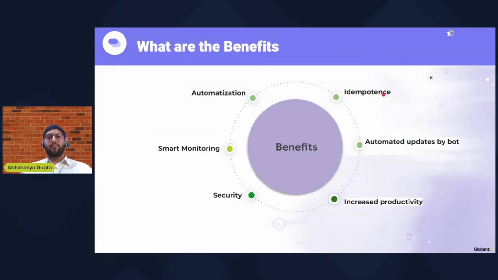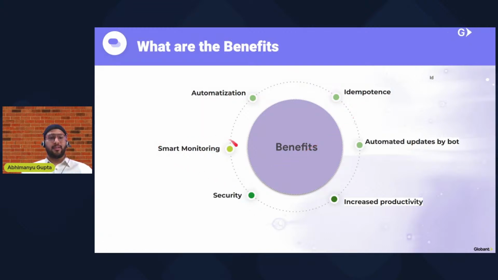Second is idempotence, because whatever is there in your Git repo is always deployable. So you can have the same environment in multiple places, or you can replicate that environment multiple times, because you are very much sure that whatever is there in the Git repo is running in your environment. So it gives you a lot of flexibility and idempotence, where you can create multiple environments.